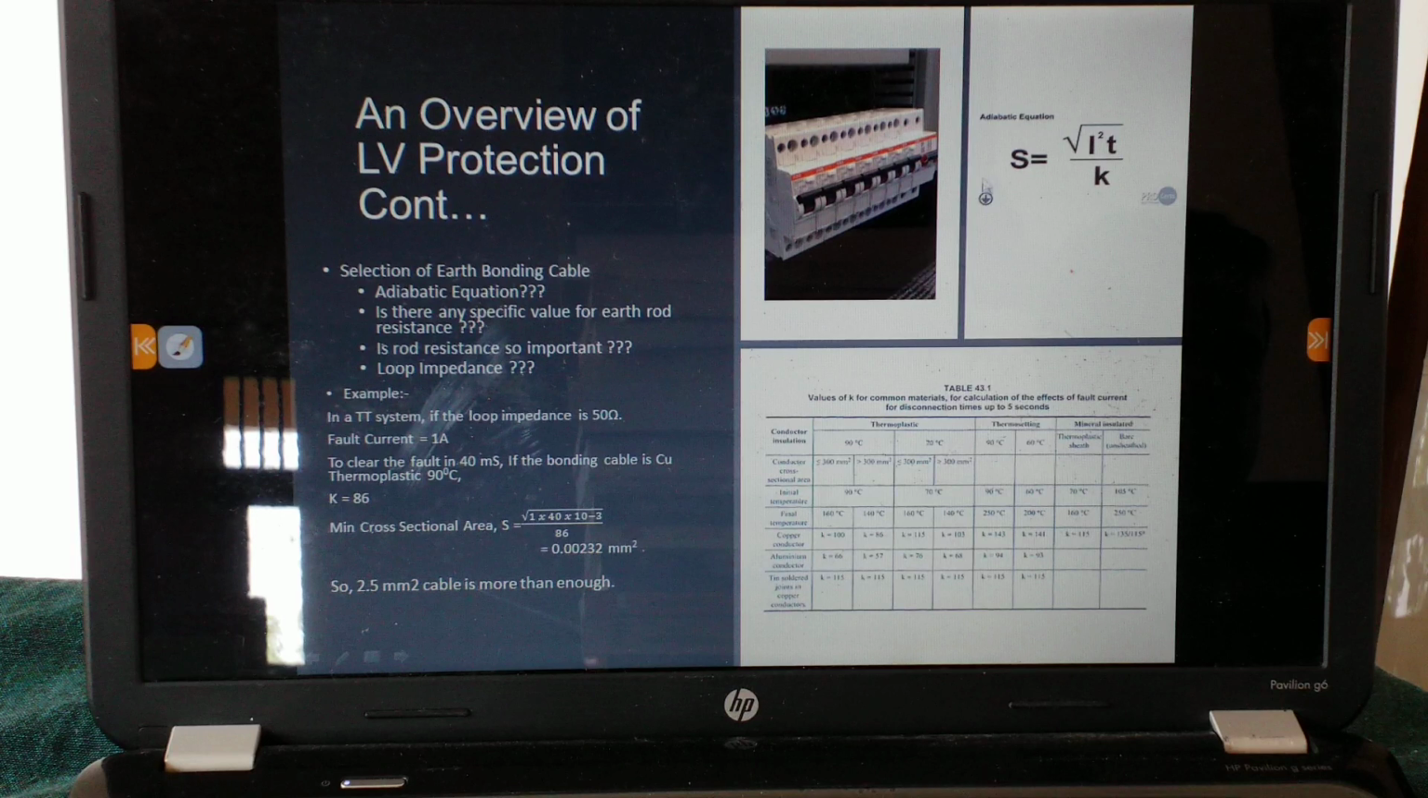The adiabatic equation. This is the adiabatic equation: S equals the square root of I squared t, divided by k. This is the table we are going to use to solve equations. Okay, let's discuss a little more.